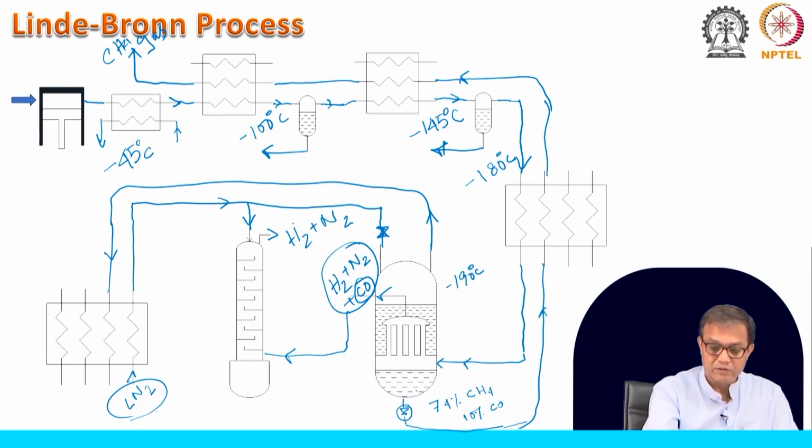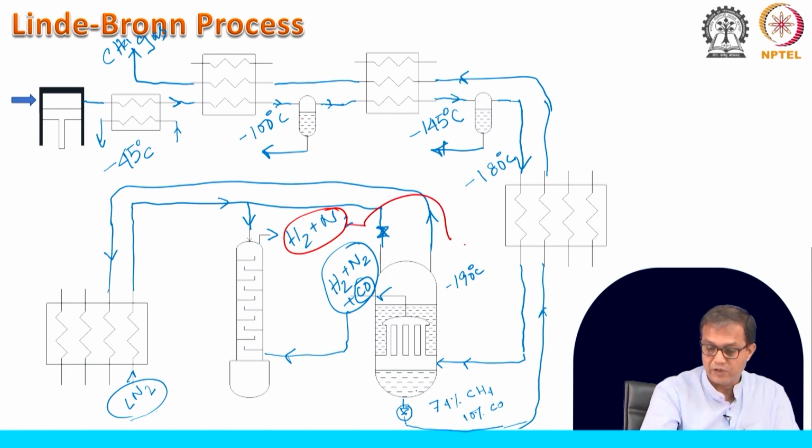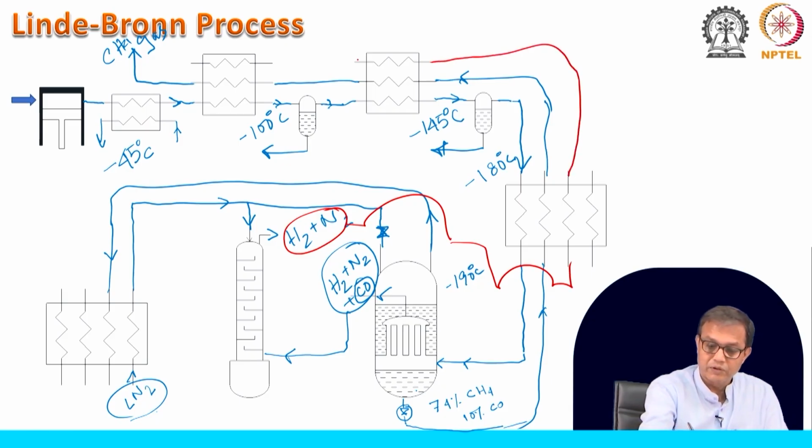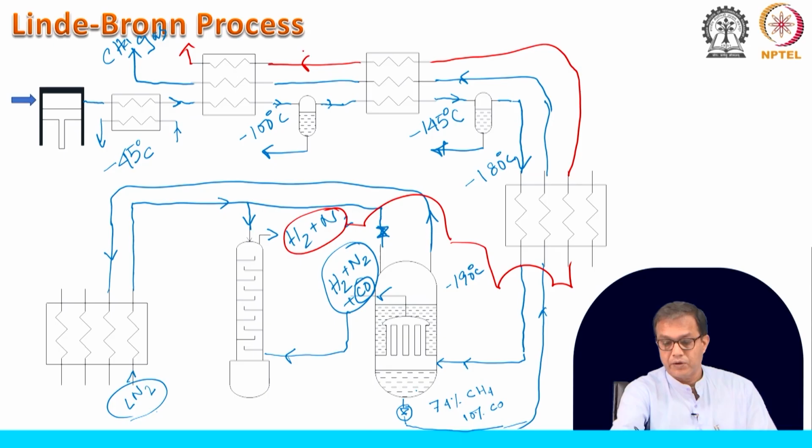So, finally, we will be taking this product, this N2 plus H2, from this point, and that will come over here, and then it will come out as a product from this part. While coming out, it will be cooling the incoming high pressure coke oven gas, which we have shown earlier.